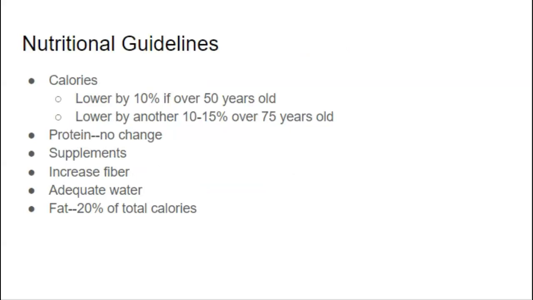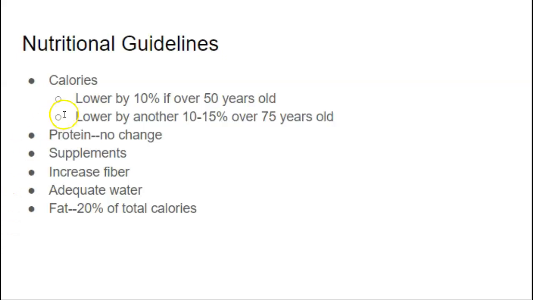Okay, so there's also some nutritional guidelines that we have to look at. Prototypically, what they'll recommend is about a 10% decrease in caloric intake if you're over 50, because the metabolism does slow down, and then another 10 to 15% when they hit 75 or older. So the metabolism slows down, so we don't have quite the same caloric intake need, but that's why the exercise is important too, okay?